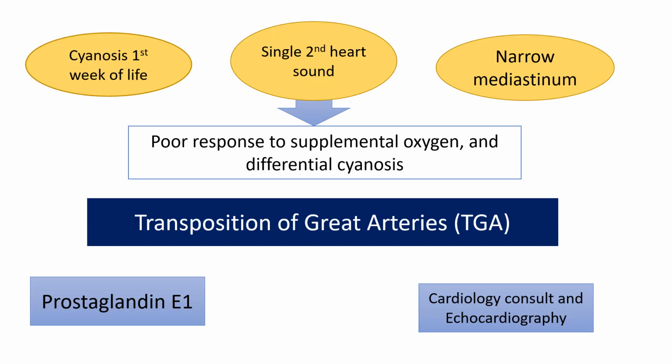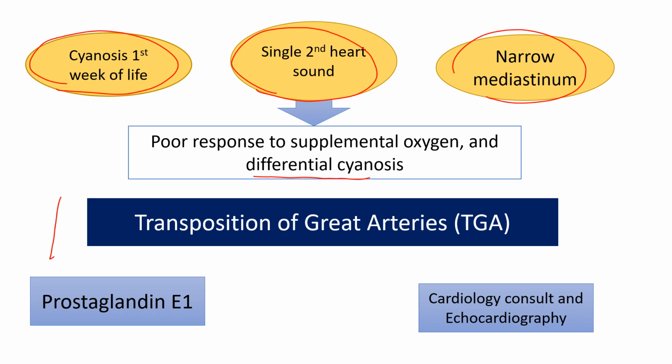Main points we need to remember about transposition of great arteries are cyanosis in the first week of life. This is the most common cause of cyanotic heart disease in the first few days after birth. Single second heart sound and narrow mediastinum. Poor response to supplemental oxygen and differential cyanosis. The oxygen saturation will be less in the right arm than the legs. Once this condition is suspected, prostaglandin has to be given immediately. Then cardiology consult and echocardiography.